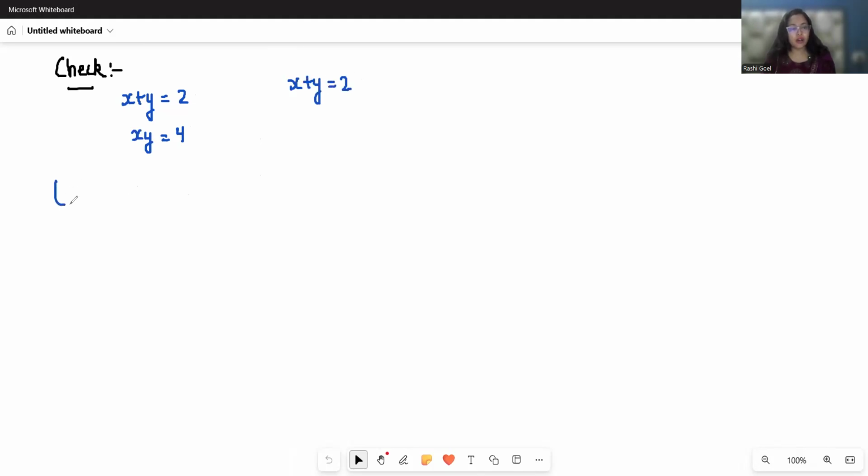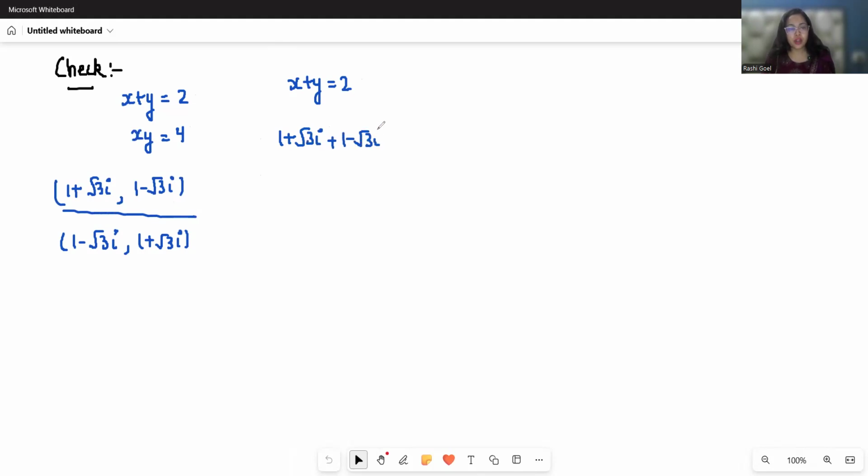Now let's recall the coordinates. First case when 1 plus root 3 iota and 1 minus root 3 iota, and in second case is 1 minus root 3 iota, and this is 1 plus root 3 iota. So we can verify with any of the case. So I'm taking the first one. So where x is 1 plus root 3 iota plus 1 minus root 3 iota equal to, so yes, this will cancel out, and 1 plus 1 is 2. So yes, it's verified for equation number 1.